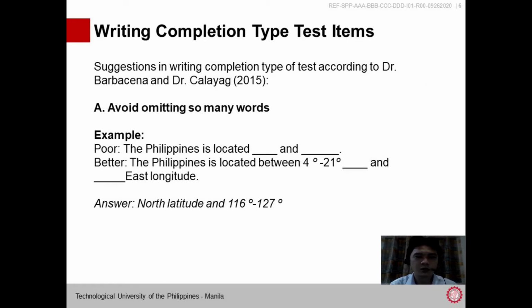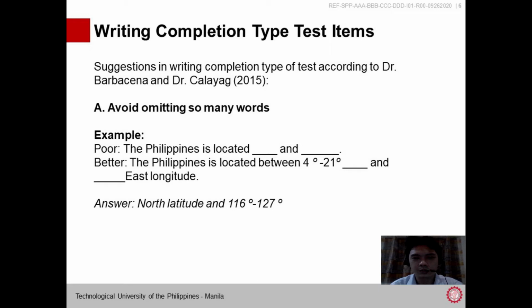Paano nga ba sumulat ng completion type test items? So ito yung mga suggestions nina Dr. Barbaser and Dr. Kalayag sa kanilang aklat na Assessment of Students Learning Revised Edition 2015. Una, avoid omitting so many words. Sa completion type test item, mahalagang part ng statement ang ino-omit or yung tinatanggal or pinapahulaan sa mga student. Pwede itong word, pwedeng phrase, pero hindi dapat sobrang daming words yung tatanggalin natin kasi hindi na nagiging klaro yung statement. Example, the Philippines is located blank and blank.